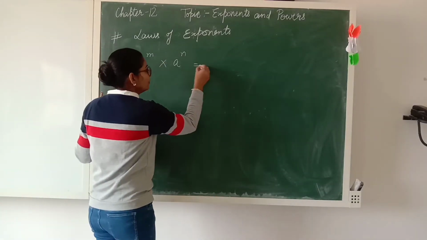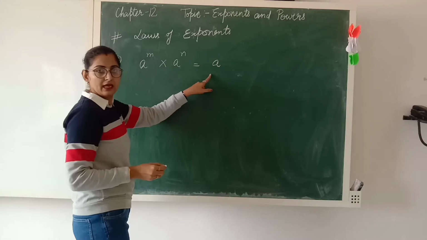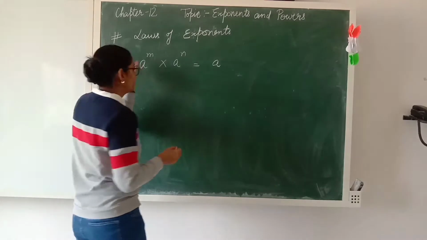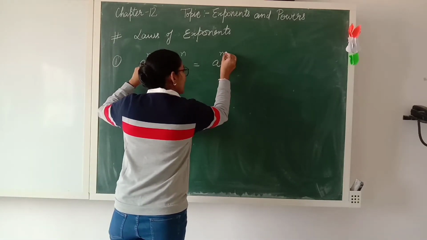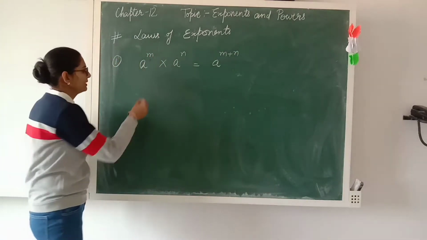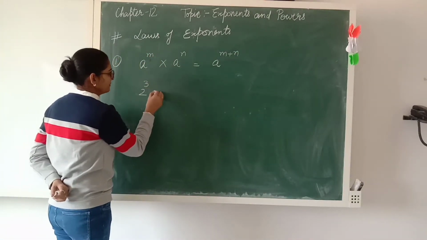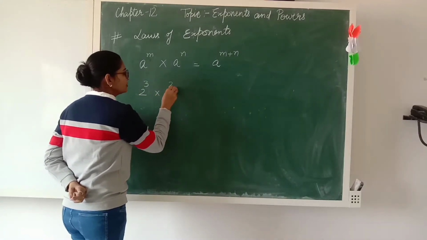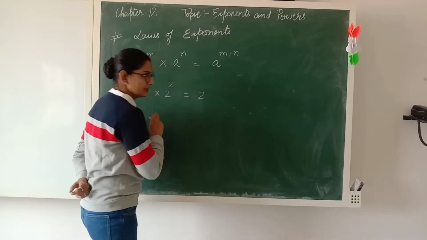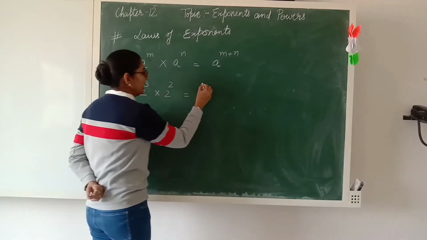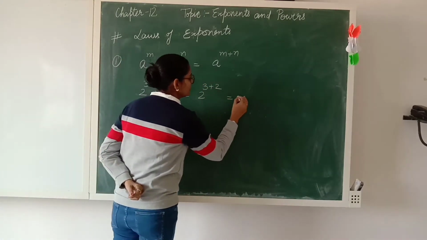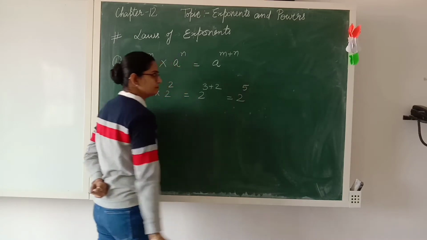So what do we have to do? We have to just write down a, and whenever bases are the same and numbers are in multiplication, then we have to just add the exponents. And now we can solve this. For example, if we have 2 raised to the power 3 and 2 raised to the power 2, what do we have to do? We write 2 as it is, which is our common base, and we have to just add the powers, 3 plus 2. So it becomes 2 raised to the power 5.